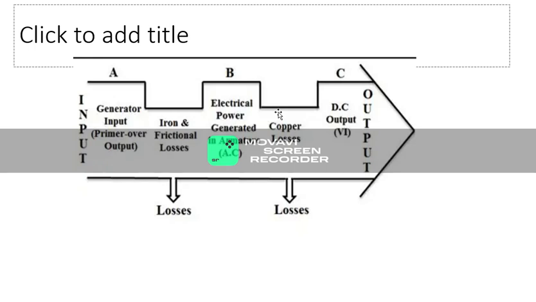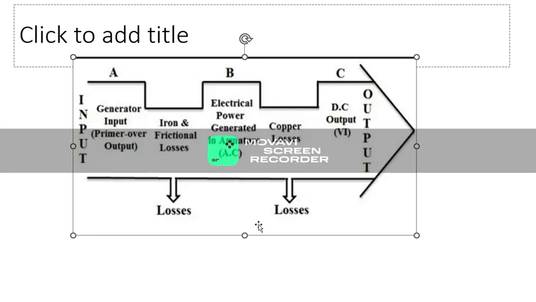So from the input, there are some stages in between where losses occur, mainly constant losses and variable losses. Constant losses are known as iron and frictional losses, and variable losses are copper losses. A, B, C are the different stages in the power flow diagram of a DC generator. A minus B will be equal to the iron and frictional losses, and similarly B minus C will be equal to our copper losses.